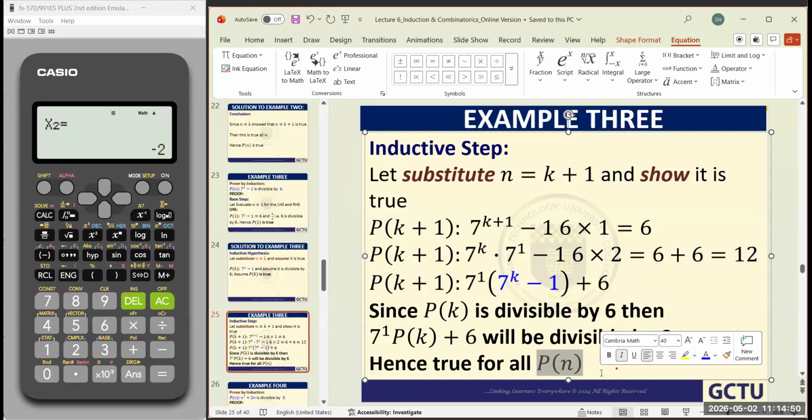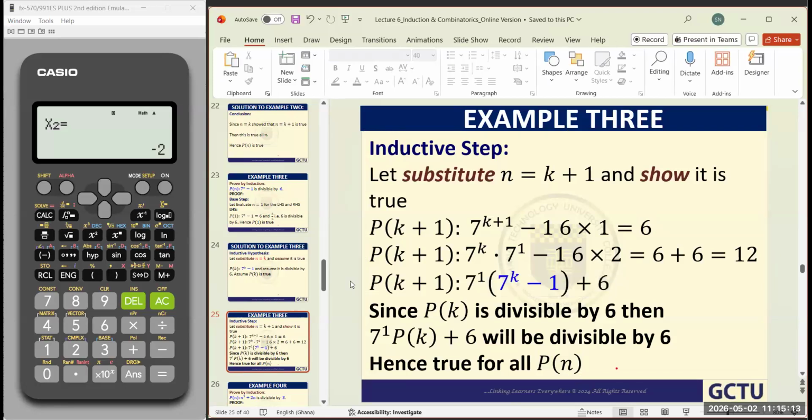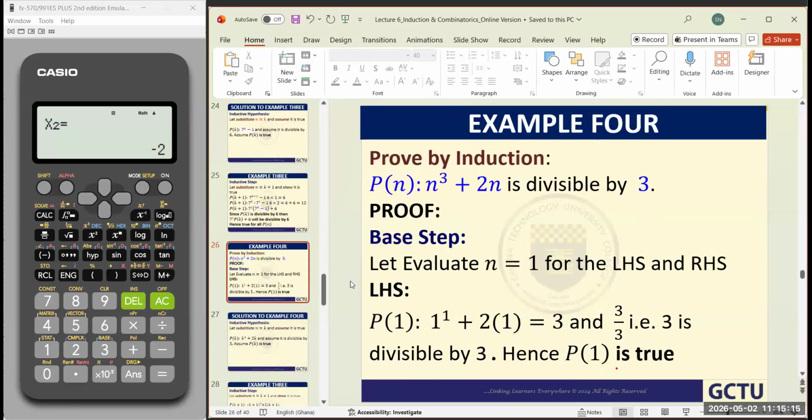But in division, we only show that if something is divisible by, let's say, n, then it should be p of k plus the n. So if you see a question, something is divisible by 6, you should see p of k plus 6. If you say something divisible by 3, you should see p of k plus 3. If you say something divisible by 5, you should see p of k plus 5. That is how you prove problems like this.